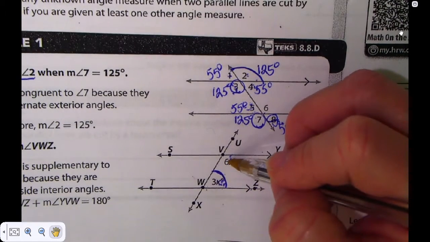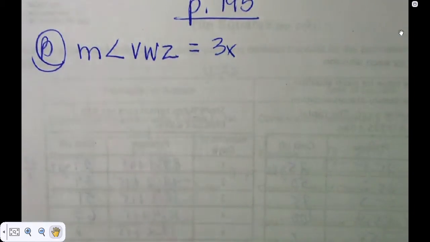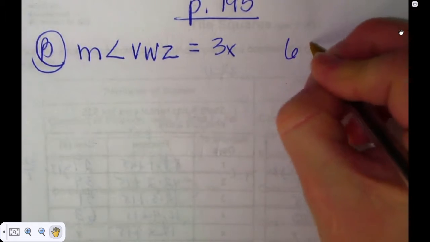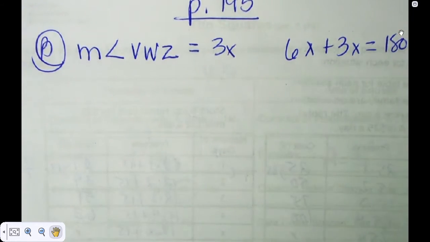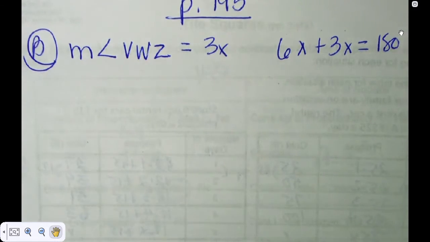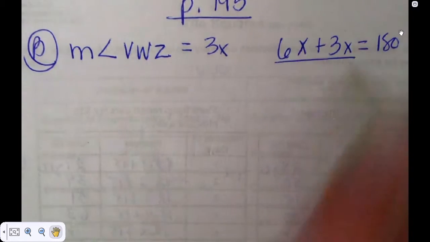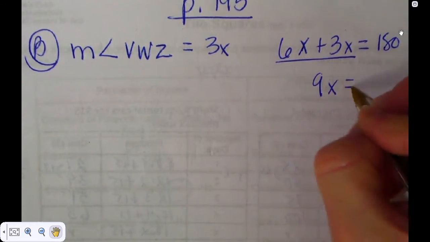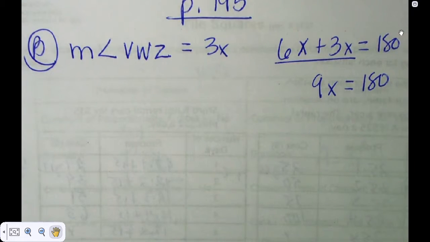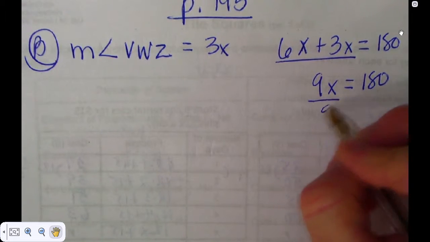So tell them again, Willie. They both add to 180. So, hey, I can write an equation over here. 6x plus 3x equals 180. Good. So now we already know how to combine like terms. That's one reason we've learned to do this. What's 3 plus 6? 9. So 9x equals 180, and we know how to solve an equation. We divide by what? 9.